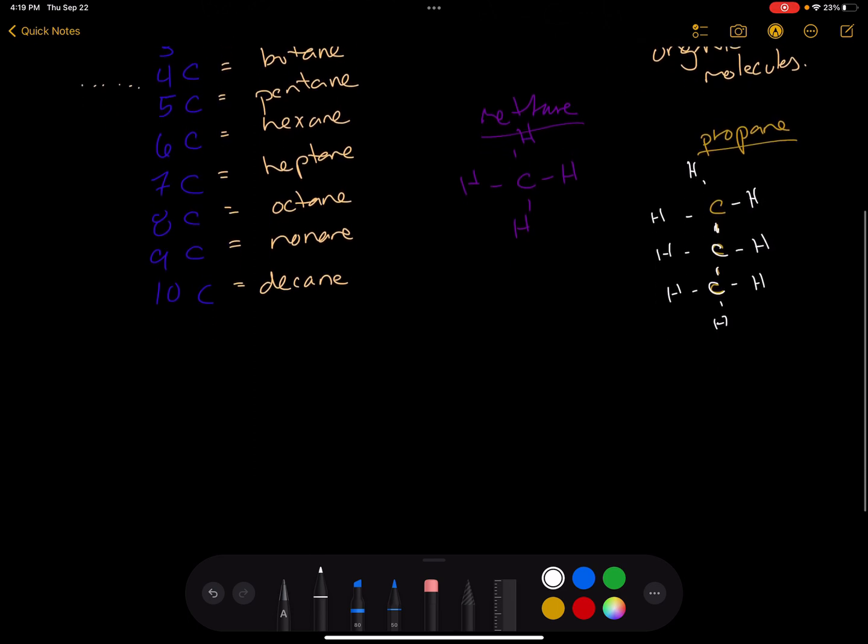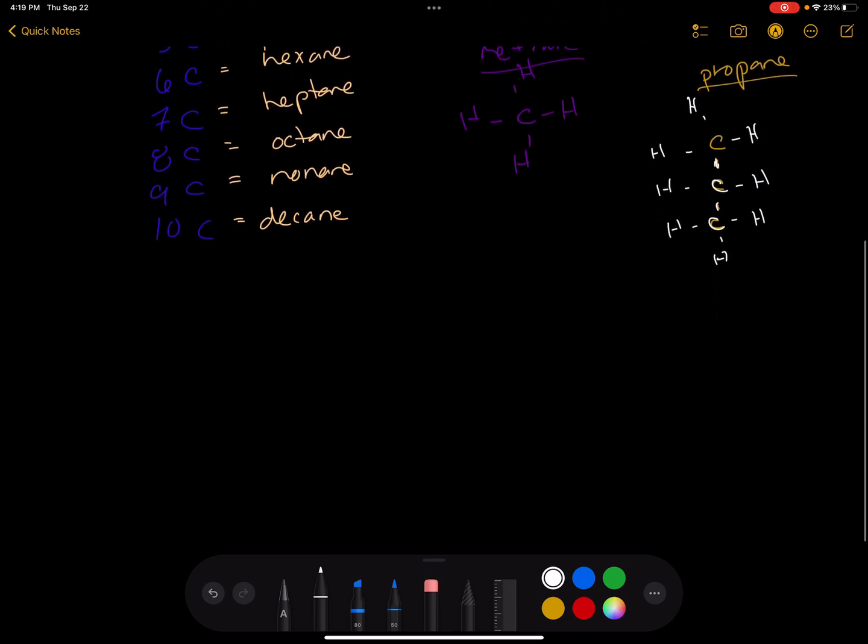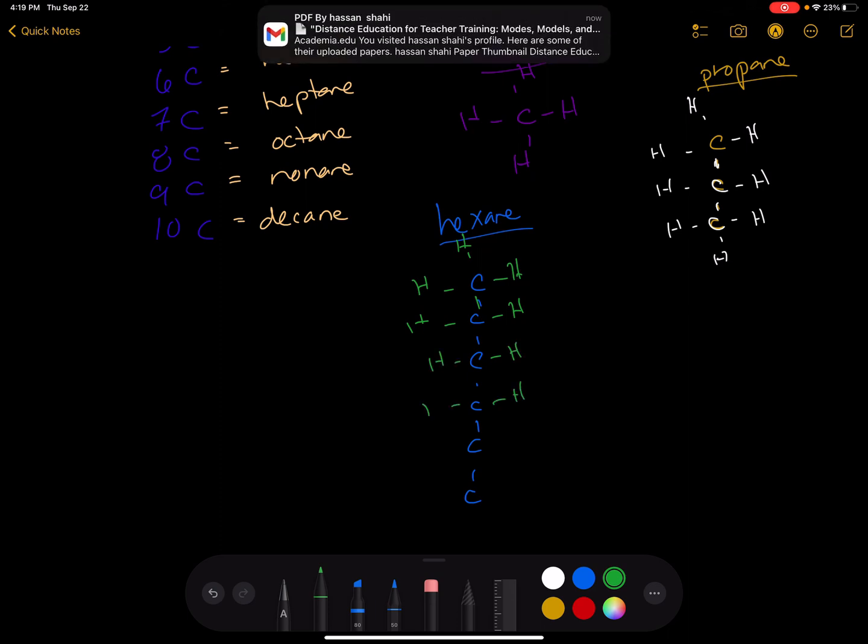What if we did hexane, right? Now hexane was 6 carbons. So 1, 2, 3, 4, 5, 6. And then everything else is filled up with hydrogens. There's 1 bond right here, so 1, 2, 3 hydrogens. This guy gets 2 hydrogens. This guy gets 2 hydrogens. This guy gets 2 hydrogens.